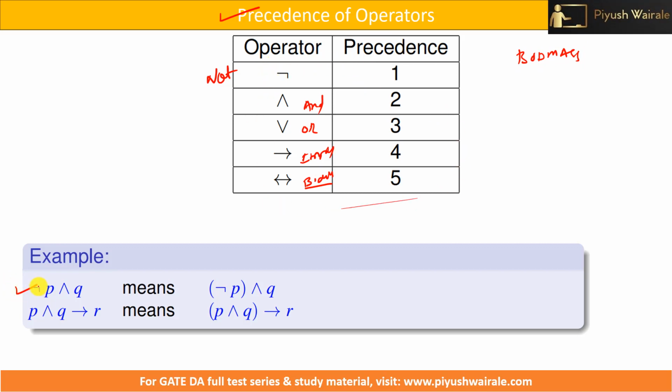For example, take negation of P and Q. It means that first we perform the negation of P and then we perform the and with Q. Here also, P and Q, then implication: according to this precedence, the and operator will be performed first, then we can use implication. So please note this table, it is very important from an exam point of view. I hope you understand this concept of propositional logic, various operators and their precedence. We're going to discuss a few examples based on that, and that will be enough for the GATE exam.